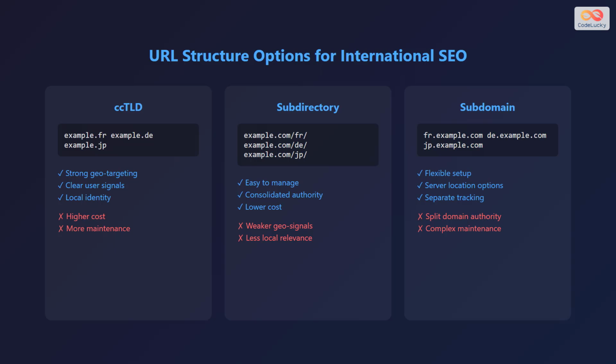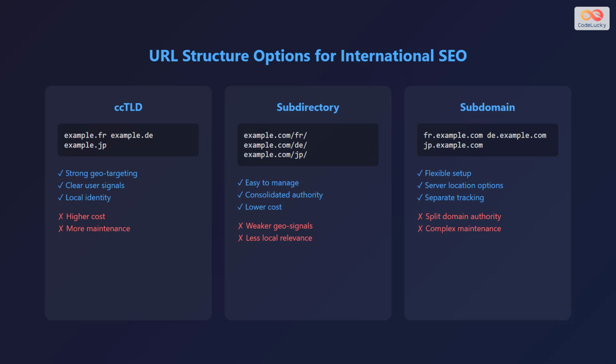Finally, there are subdomains. Subdomains involve creating a separate section of your domain for each country, such as fr.example.com for France, de.example.com for Germany, and jp.example.com for Japan. The pros of using subdomains include a flexible setup, options for using different server locations for each subdomain, and the ability to implement separate tracking for each country.